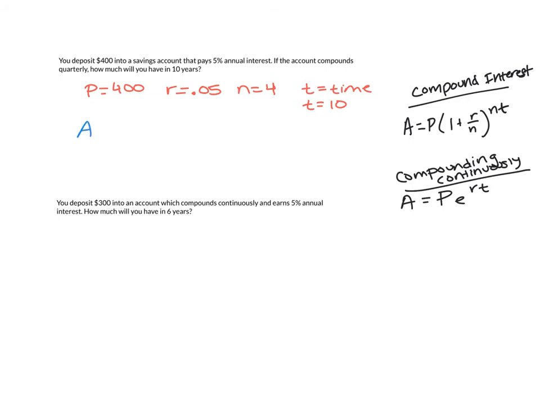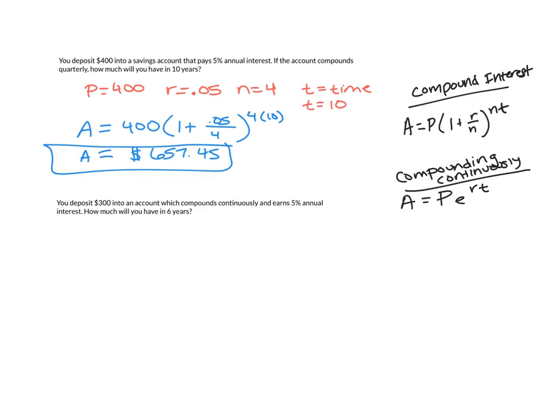So I'm just going to substitute right in. So 400 times 1 plus 0.05 divided by 4, all to the 4 times 10. And I have to be careful as I enter that into my calculator and make sure that I'm following order of operations. And when I do this, I find out that in 10 years, I will have $657.45. We'll round to the nearest cent. And that's all there is to it.